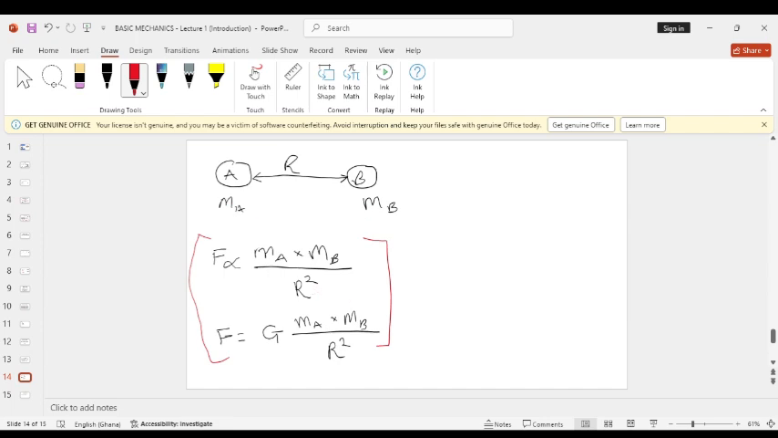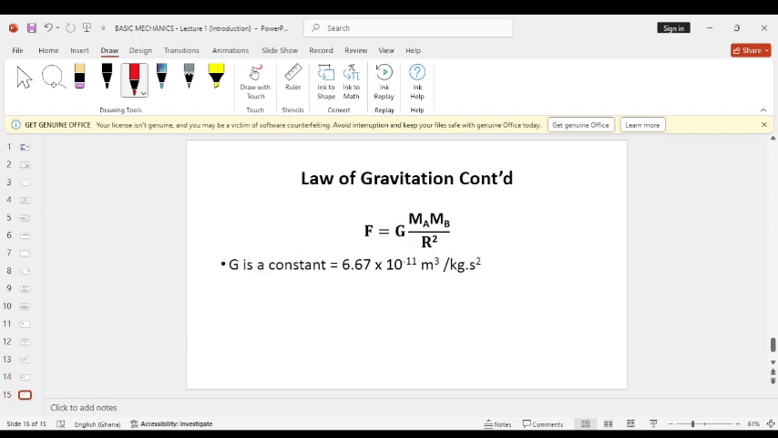The G here is a constant, the gravitational constant. So this is the formula as it was derived. And the G here, the gravitational constant, is given as 6.67 times 10 exponent negative 11. That is the fixed value, and it has been determined through experiments.